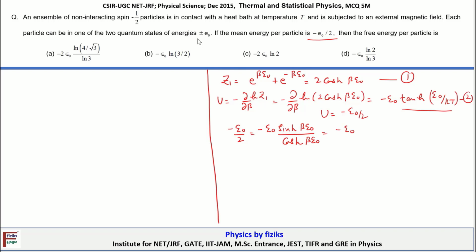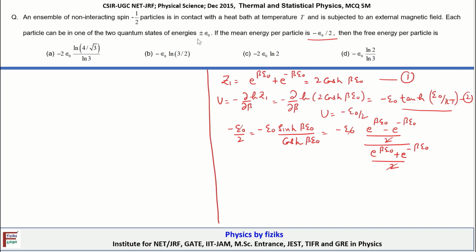So we will write sinh and cosh in terms of exponential functions. So exponential beta E naught minus exponential minus beta E naught divided by 2, and then the cosh, which is exponential beta E naught plus exponential minus beta E naught divided by 2. So now this 2 will cancel with 2 and E naught will cancel with E naught, negative will also disappear.